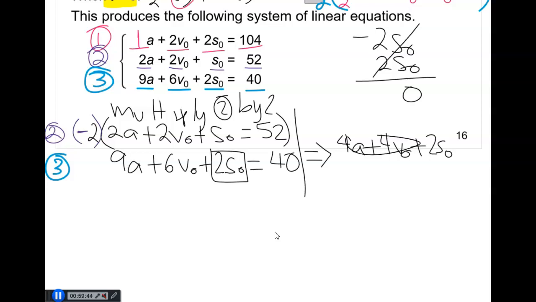So I'm going to start this again. So we're going to have negative 4a minus 4v sub 0 minus 2s sub 0 equals negative 104. Okay, that's my new equation 2. Equation 3, I'm just going to rewrite it here.